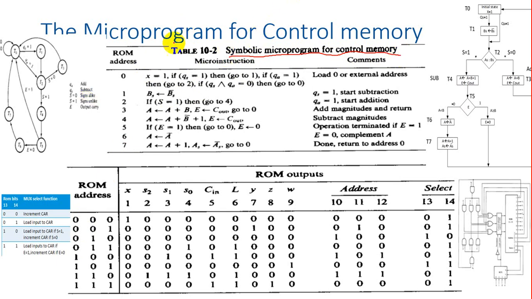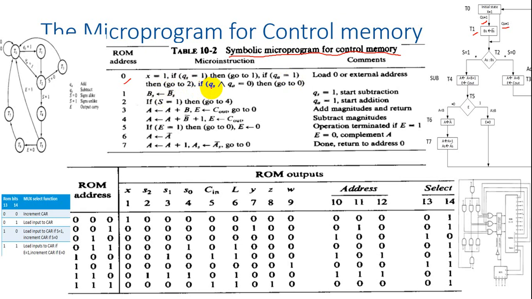Look at over here at cycle T0. If x equal to 1, initial state, it is at cycle T0. And at cycle T0, if Q is equal to 1, then we perform subtraction and we go to T1. And if QA equal to 1, then perform addition and go to T2. You see?